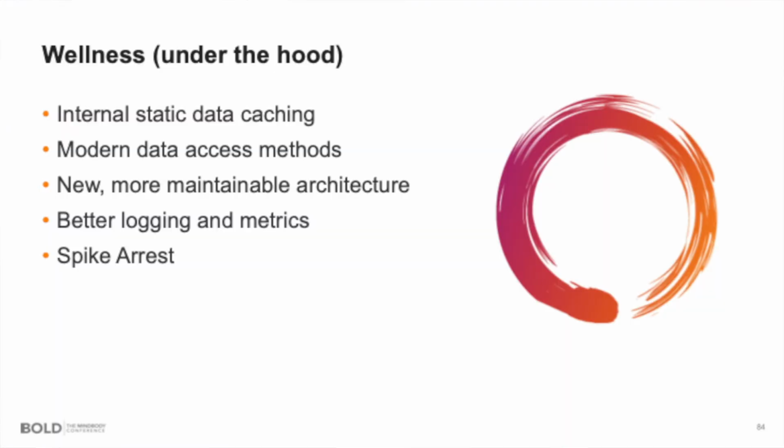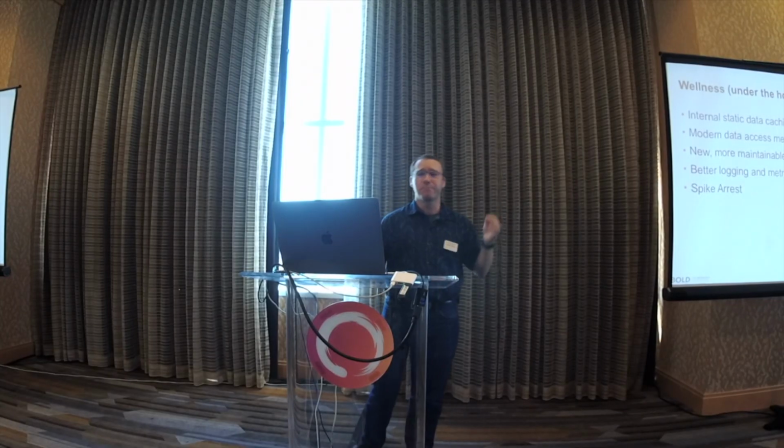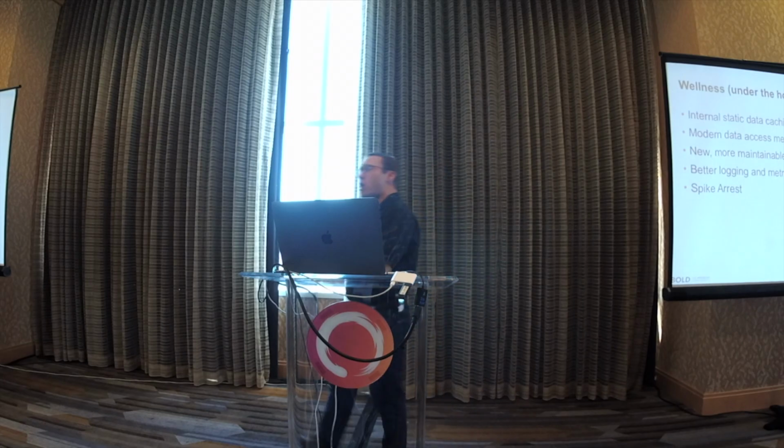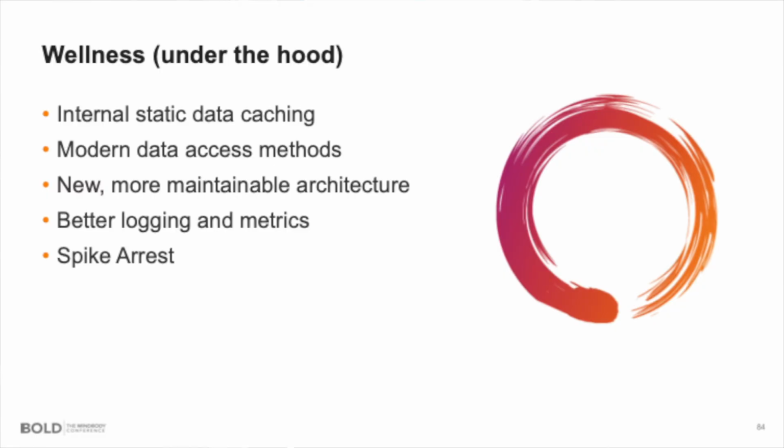Also a new, more maintainable architecture. We're using a layered architecture under the hood, so that we can more quickly and easily build out API endpoints, and we can fix bugs faster should they appear, and just have a better developer experience from our side. And then better logging and metrics. So we want to know how well this new API is doing, and we also want to be able to find issues. If there's an issue, we want to be able to find out the cause of those issues quickly. So we're going to upgrade logging and metrics.